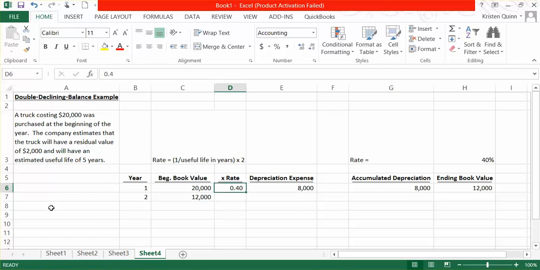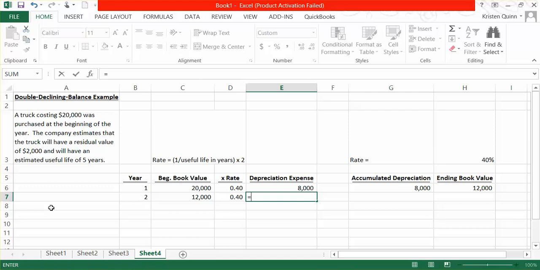We carry down that rate of 0.4 or 40% that we have. We do our simple math. We take our beginning book value and multiply it by our never changing rate of 40% in order to calculate our depreciation expense for year 2. So in year 2, we would record $4,800 in depreciation expense.